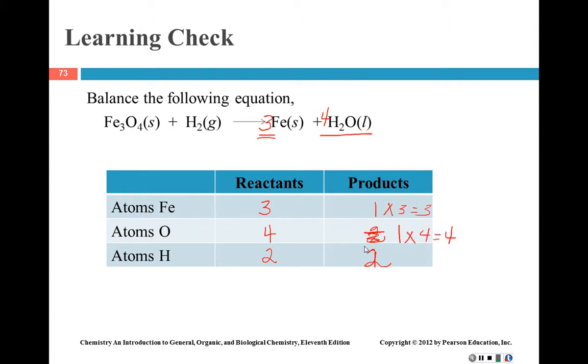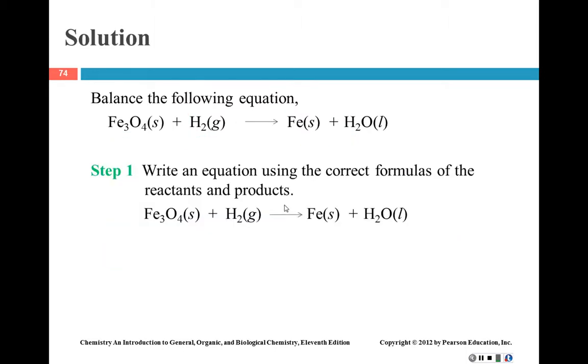How many hydrogens do I have now, though? Because I changed it too. 2 times 4 equals 8. So what am I going to have to do? I'm going to have to go back over there, and I'll have to say, well, I've only got 2, so I got to multiply that by 4 to get 8 over here. So I have to add a 4 there. So I have 1 mole of Fe3O4, 4 moles of hydrogen gas, 3 moles of iron, and 4 moles of water. So let's see how we did.